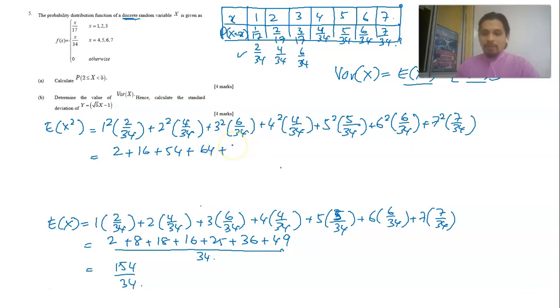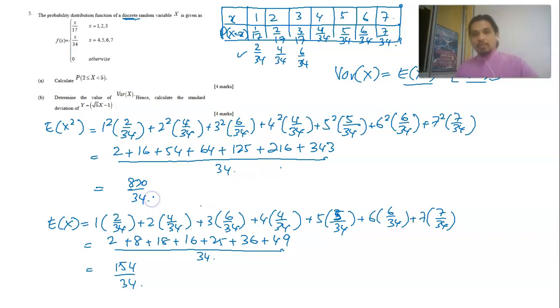Plus 5 squared is 25 times 5, 125. 6 squared equal to 36 times 6, 216. And 7 squared 49 times 7, 343. And everything divided by 34. So the total of this is equal to 2 plus 16 plus 54 plus 64 plus 125 plus 216 and 343, which is 820 divided by 34.